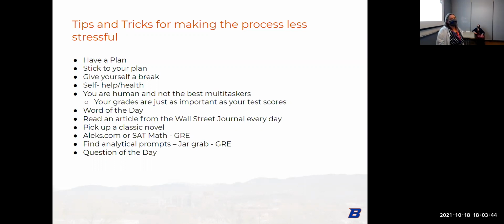Read an article from the Wall Street Journal. You can get free access to the Wall Street Journal from the Boise State Library website. Read an article. Ask yourself, are there words in there I have no idea what they mean? Maybe I need to look them up. Can you ask yourself objective questions from that article to help you understand it better? Do the same thing with your textbooks. Pick a classic. Read for like 10 minutes.